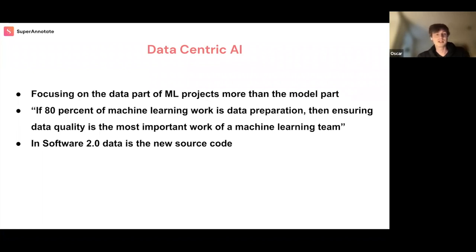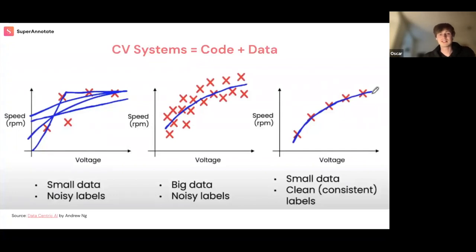There's a quote here: if 80% of machine learning work is data preparation, then ensuring data quality is the most important work of a machine learning team. That really rings true, because you need to keep data top of mind. Models are very important, but with software 2.0, where the objectives are based on optimizing a criteria instead of feature engineering the code, ML models just base their performance on data. So data is the new source code for these models, and it's more important than ever. We need to keep data top of mind and manage it with great care. Going more data-centric helps focus on the data part of the projects and really value that. So instead of tweaking things into infinity, focus on the data parts.